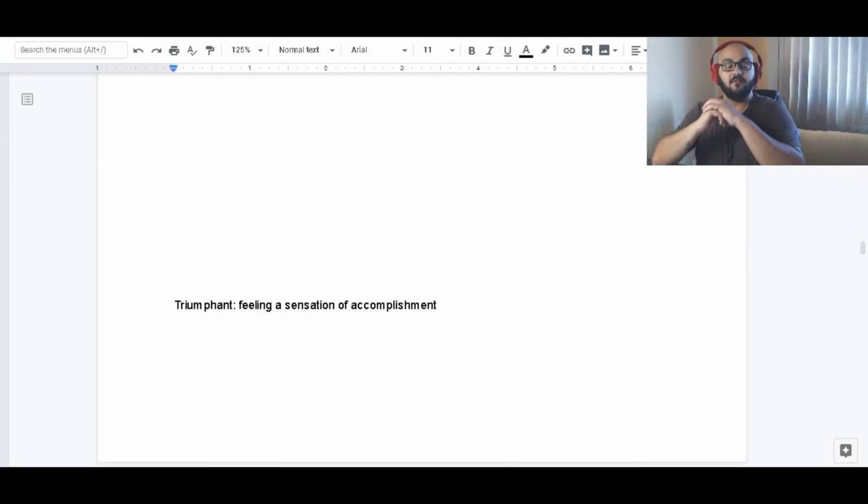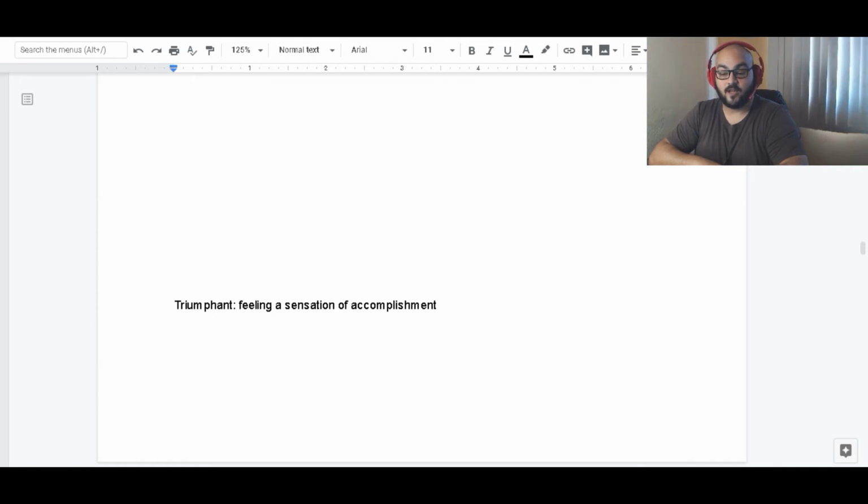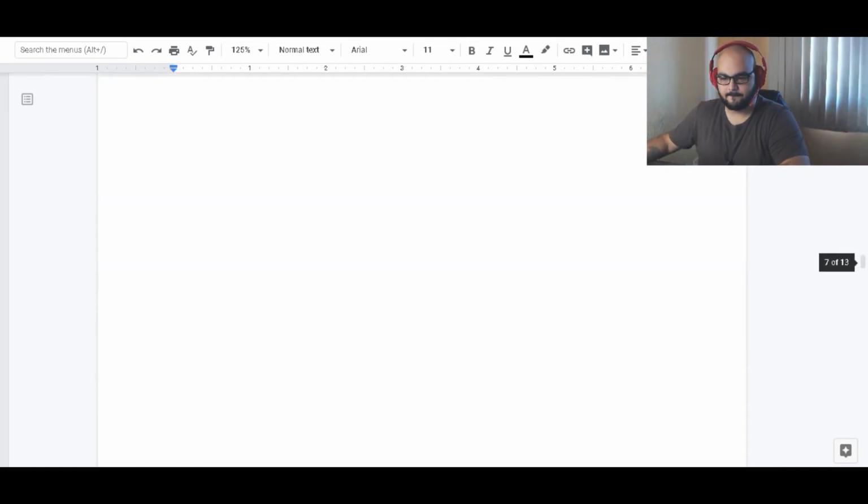Let's go see the next advanced word. Triumphant. If you're feeling triumphant, you're feeling a sensation of accomplishment. That's a very nice word. For example, I'm pretty sure that on the day you get your IELTS result, you would be feeling triumphant. At least it's what we always want. That's triumphant. Let's go see the next one.